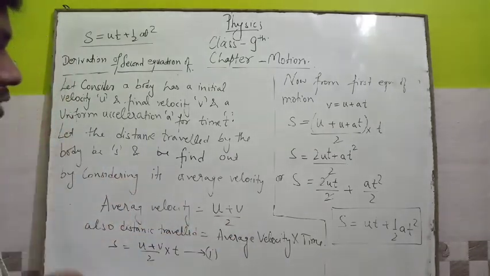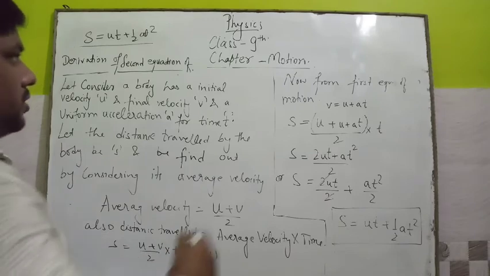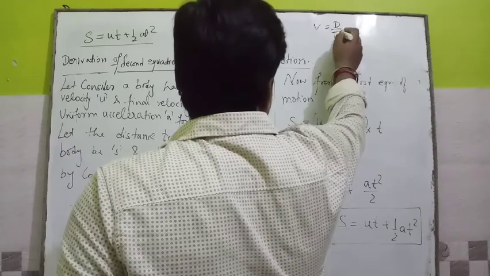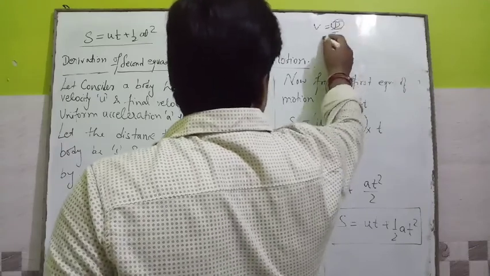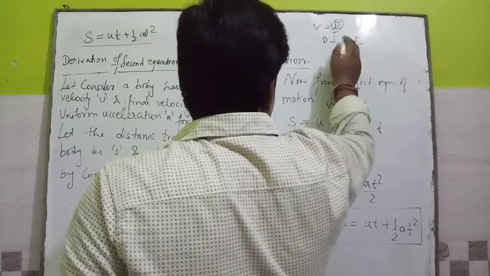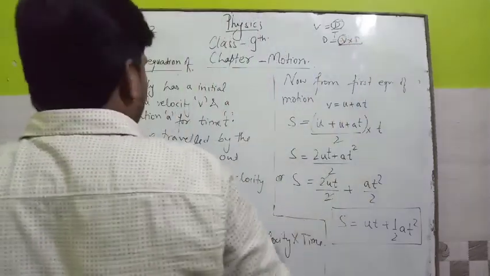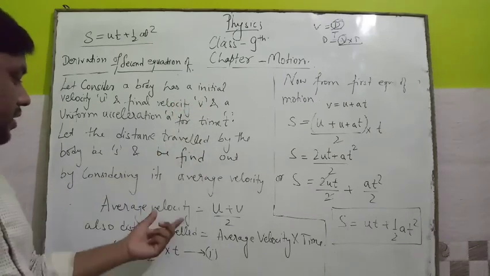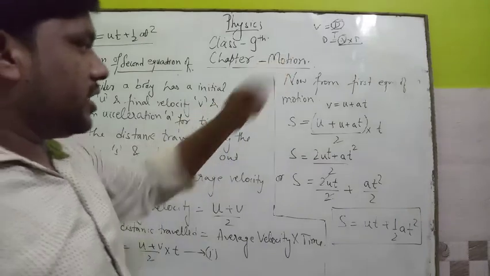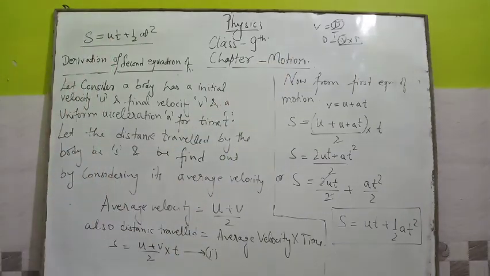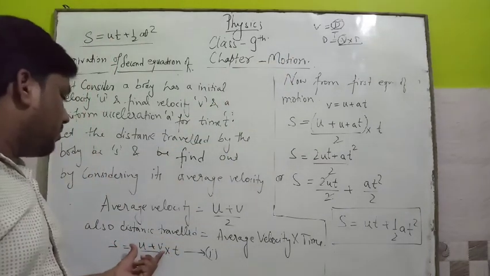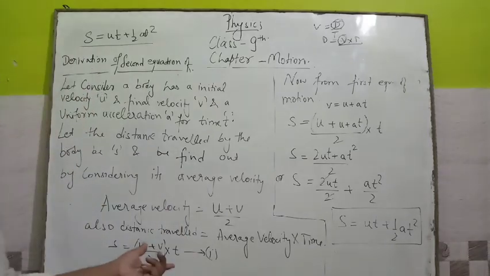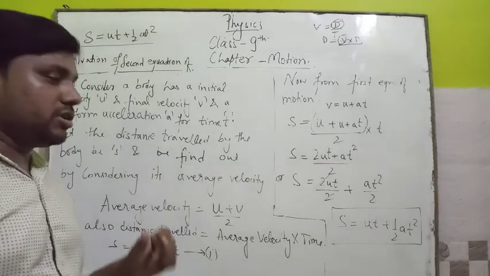Okay. Now we know that velocity is equal to displacement upon time. So to find the displacement, it is velocity into time, and this is the average velocity. If you multiply average velocity by time, we get distance or displacement. So distance traveled is equal to average velocity into time. Now average velocity is u plus v by 2, into t. And we will consider this equation first.